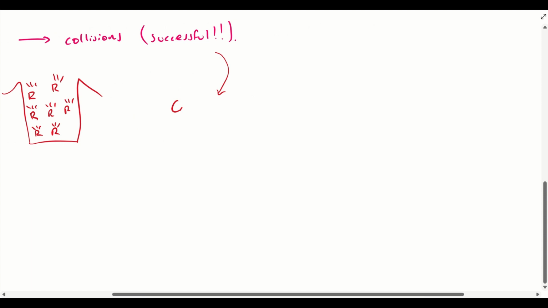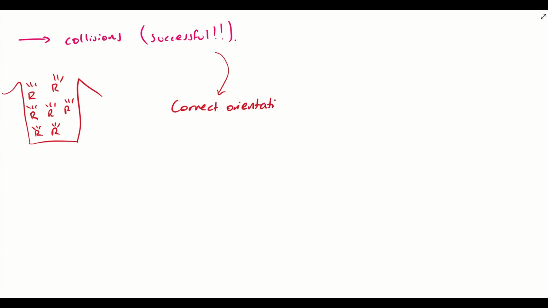We have to have the correct orientation between our reactant molecules. Let's say that we have a reaction taking place between hydrochloric acid and sodium hydroxide. This is an acid-base reaction, so it's going to form a salt, in this case sodium chloride, and water, H2O.